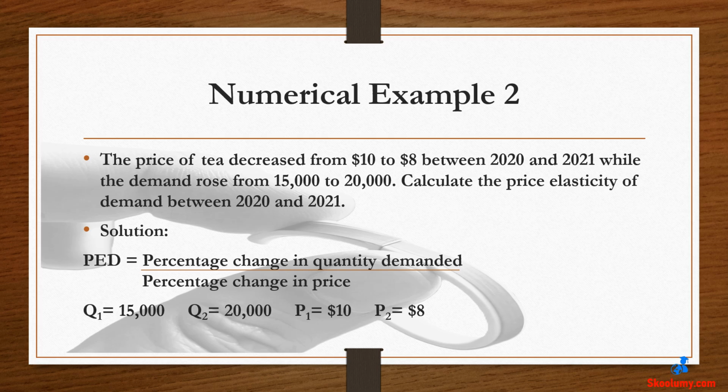Old quantity, Q1, is 15,000. New quantity, Q2, is 20,000. Old price, P1, is $10. New price, P2, is $8.